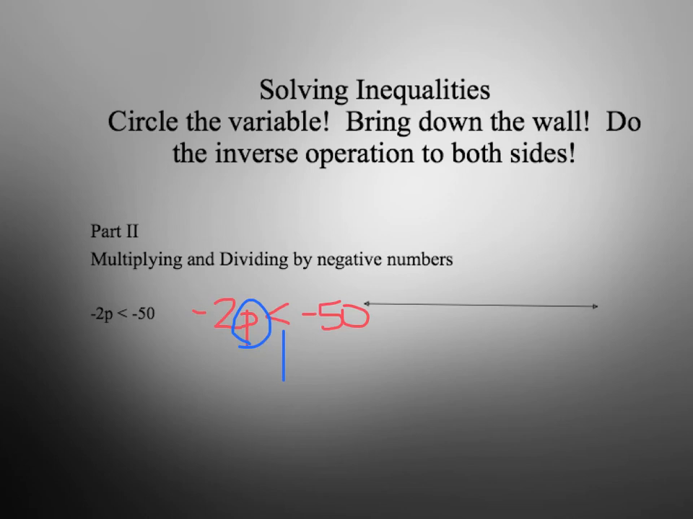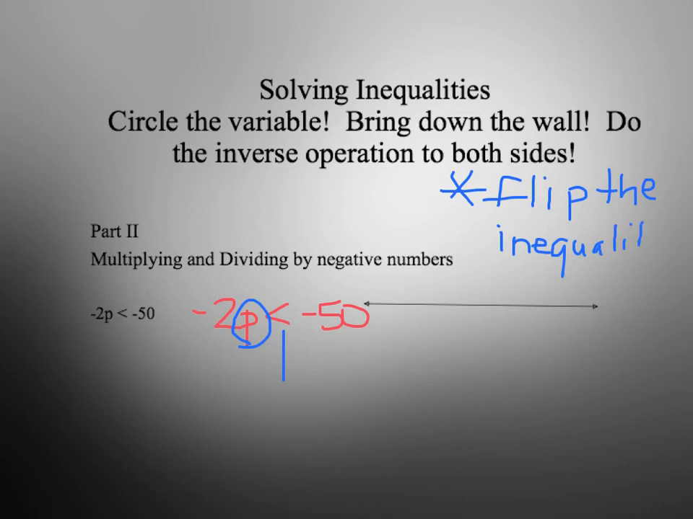All right, because the reason you don't do that is because when you multiply or divide by a negative number, you need to flip the inequality. So if I divide this side by -2 and this side by -2, I'm going to flip the inequality. And this is going to cancel out, which leaves me with P. And a negative divided by a negative is a positive. 50 divided by 2 is 25.